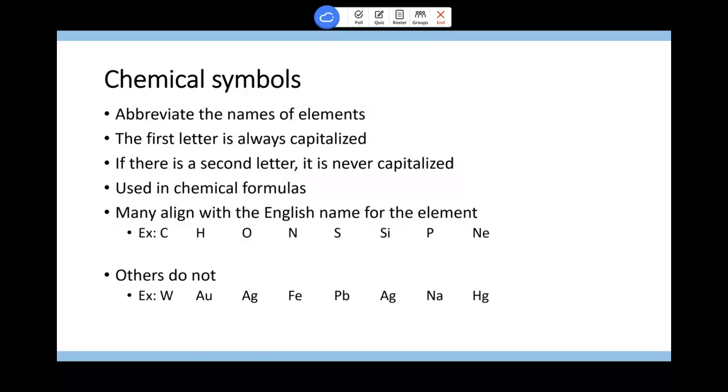So many of the chemical symbols align with the English name for that element. So I have some examples here. Just going across, we have carbon, which is C, hydrogen is H, oxygen, nitrogen, sulfur, silicon, phosphorus, and neon. All of those align with the actual name of that element. Others do not align with the English name. So W is tungsten, AU is gold, AG is silver. So those are ones that don't align with the English name.